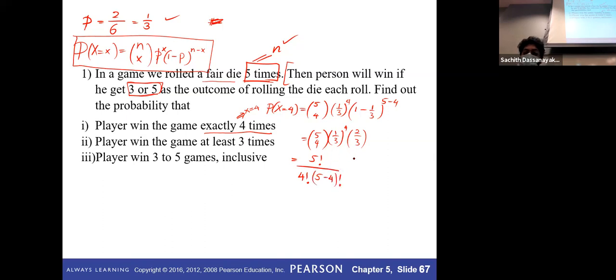Then 1/3 to the power 4: 1/3 times 1/3, 4 times. It gives you 81, so 1 over 81, times this one, 2/3. So simplify this. You will see this 4 cancels with this 4 times 5.